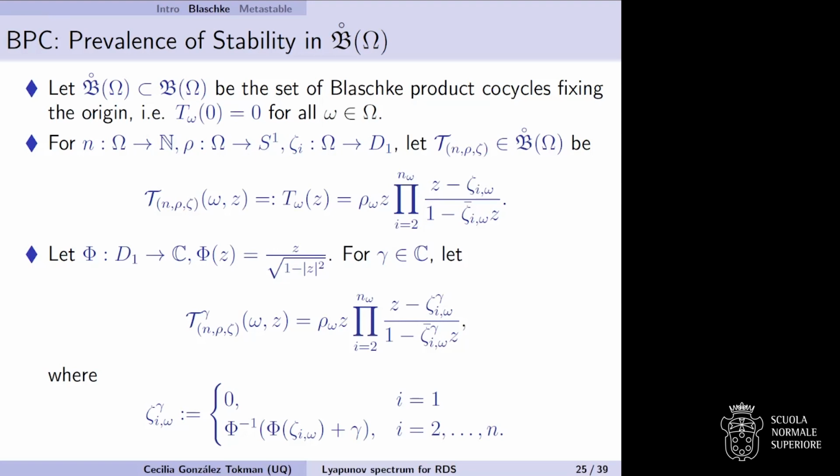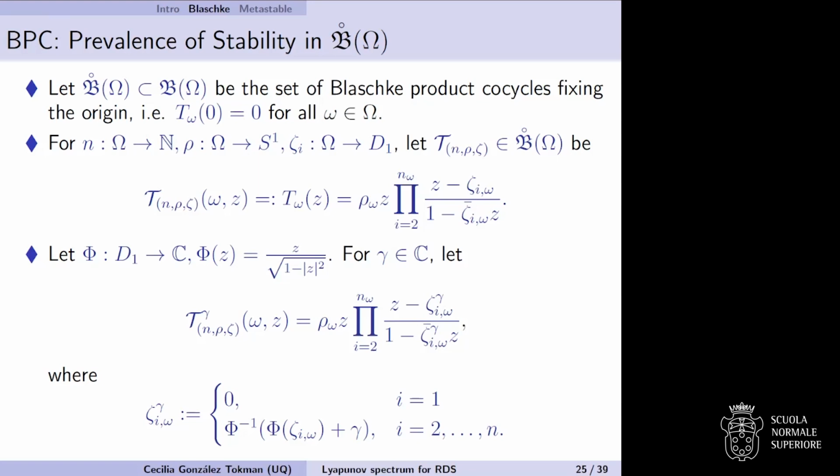And so we have a similar setting as before. We have random Blaschke products. So we start with such a random Blaschke product T. We can have variable degrees, for instance. And the perturbations that we introduce are basically shifting the zeros. So these zeros are inside the unit disk. So we just go to the complex plane, shift by gamma and come back. So that's our perturbation.